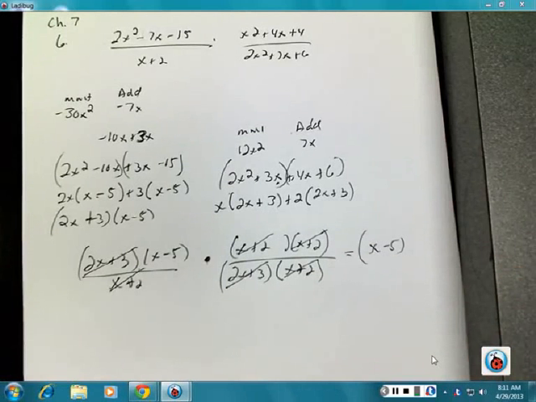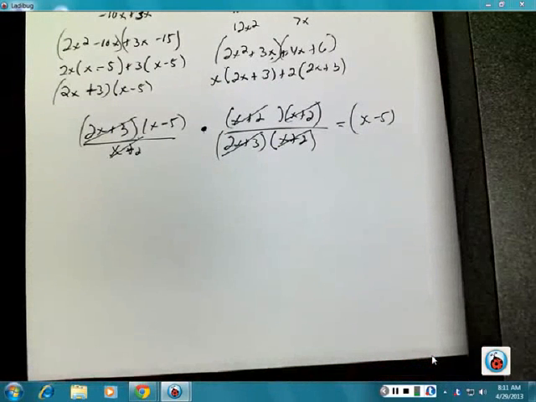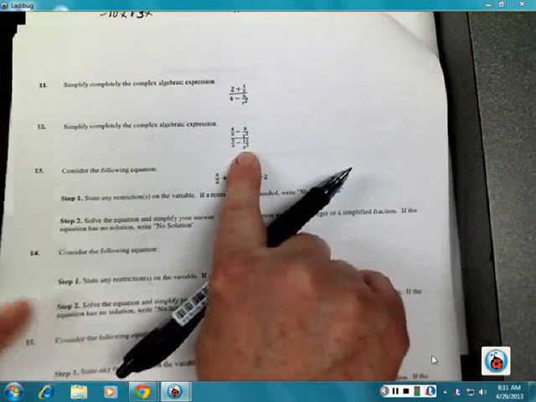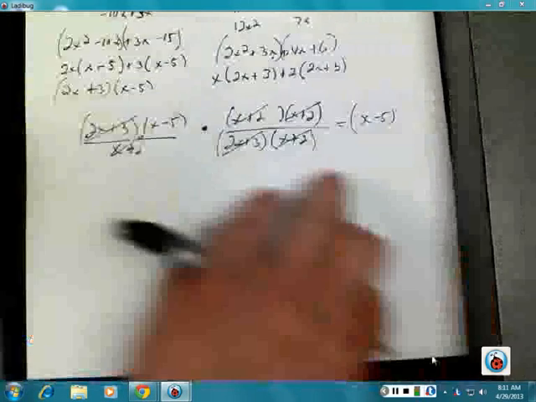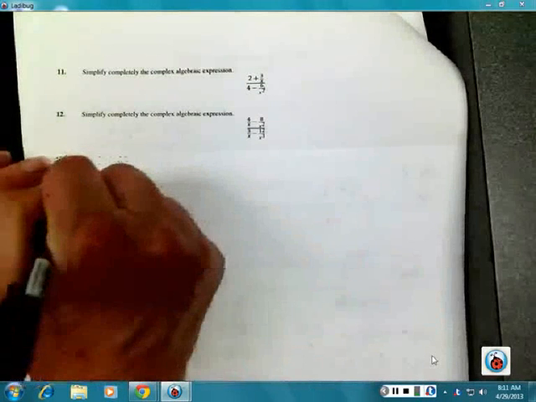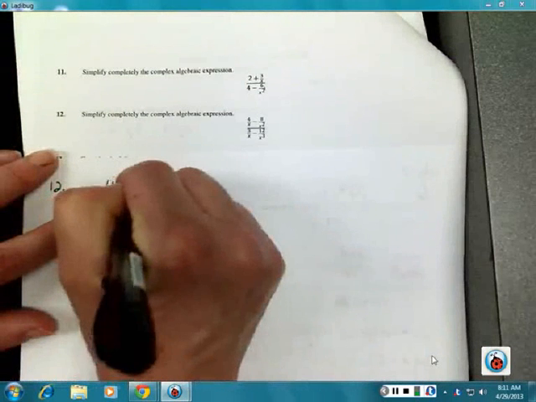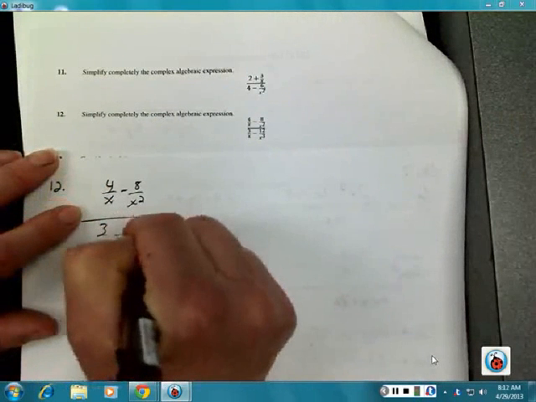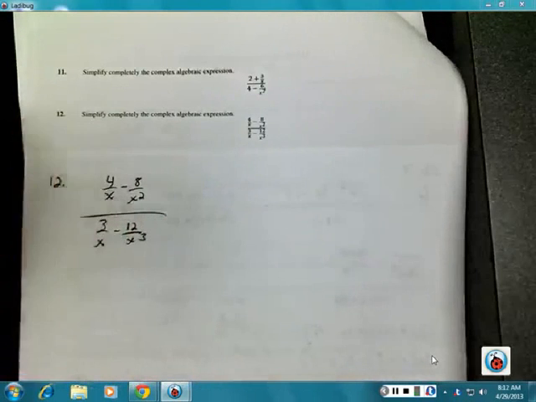All right. Anything else in chapter 7? 12? Okay. So let's see. Flip the page here for that one. Number 12 is a complex fraction. So I'm going to need more room on my paper for that one. So I'm going to flip it over here. And let's write it on here first. So number 12 is 4 over x minus 8 over x squared, all over 3 over x minus 12 over x cubed. So that's my problem.